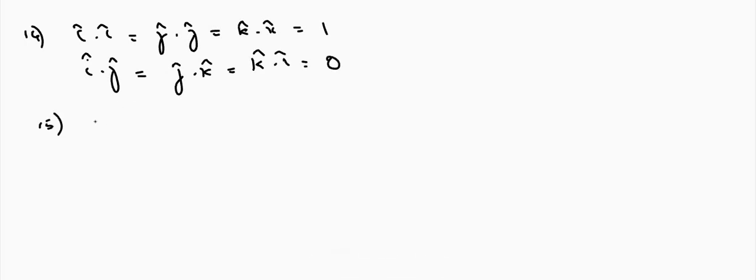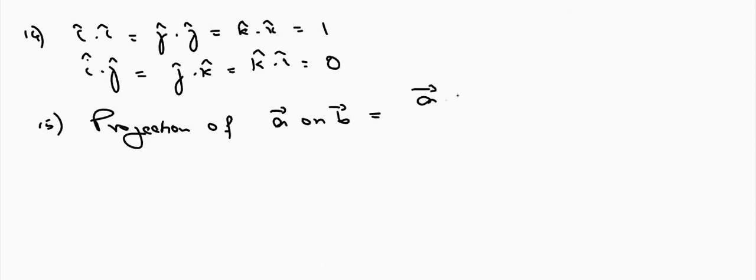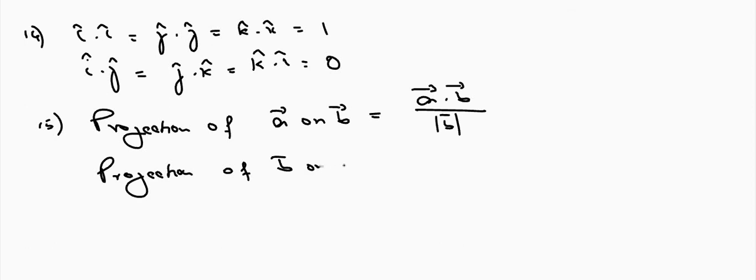Property number 15, projection of A vector on B vector. The projection of A vector on B vector is equal to the dot product A dot B by mod B. In the same way, the projection of B vector on A vector is equal to B dot A, which is the same as A dot B divided by mod A.